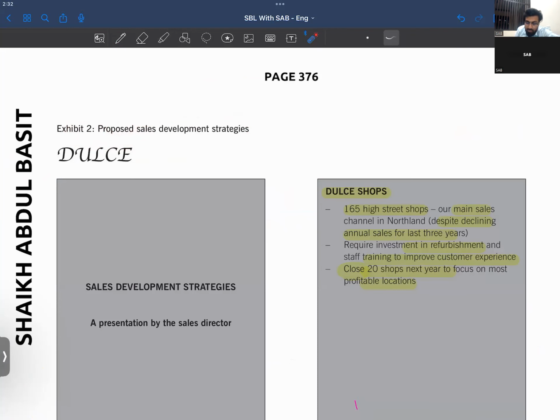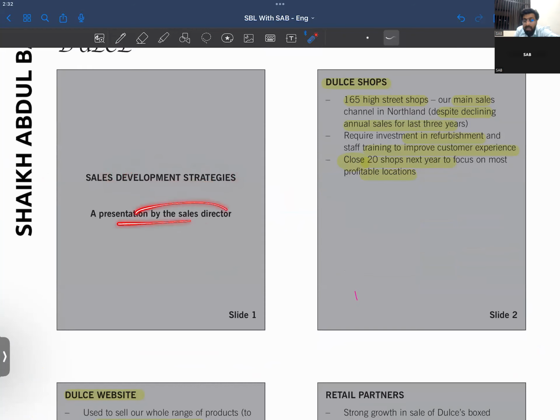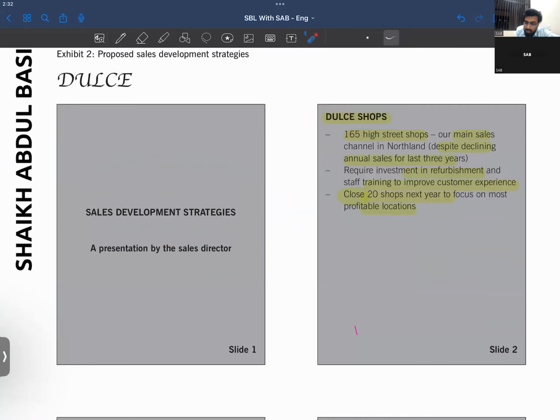This is proposed sales development strategies, a presentation by the sales director. First, Dell's shops: the 165 High Street shop, our main sales channel in Northland, despite declining annual sales for the last 3 years. It requires investment in refurbishment, staff training, and improving customer experience, and closing 20 shops next year to focus on the most profitable locations. Now, what the examiner wants from you is to identify whether this strategy is going to make their strategic aim possible. You have to guide them on this.